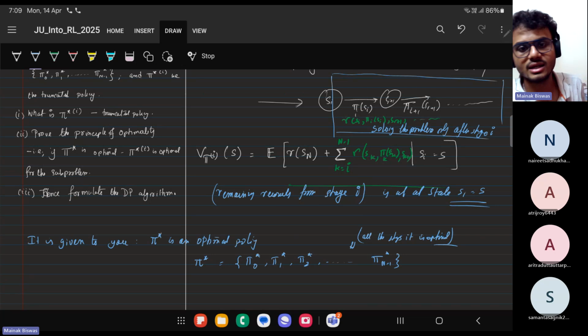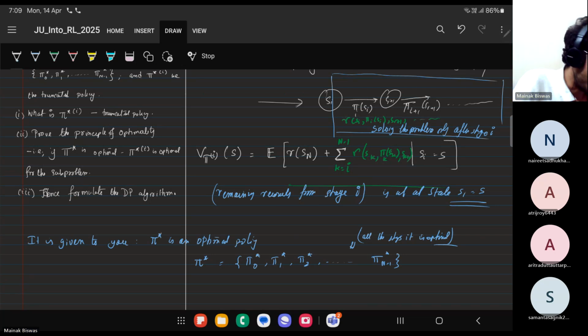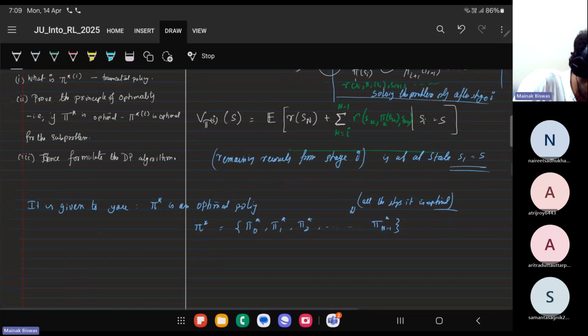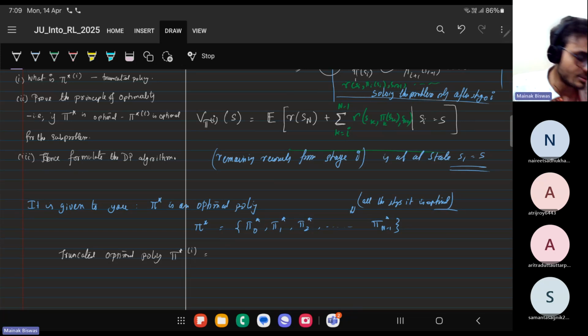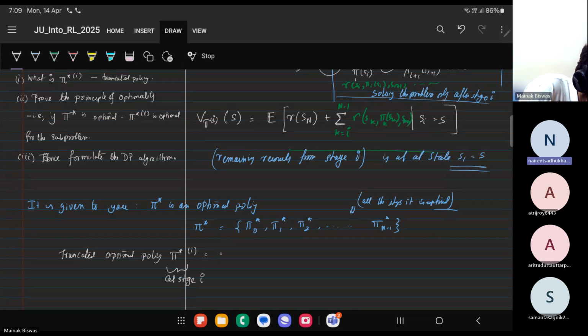Fine. So I understand that as well. So now I tell you to define a truncated optimal policy, pi star of I. Can you tell me what it will be at stage I? It will be pi I star, pi I plus 1 star, till pi n minus 1 star. Correct. Very good. So these are all the remaining policies.